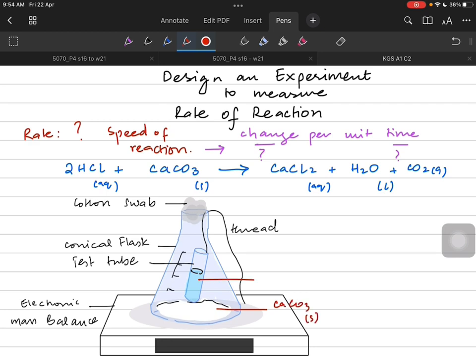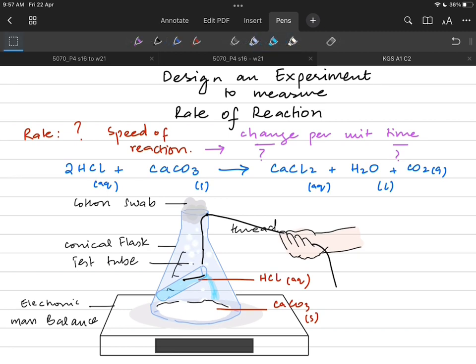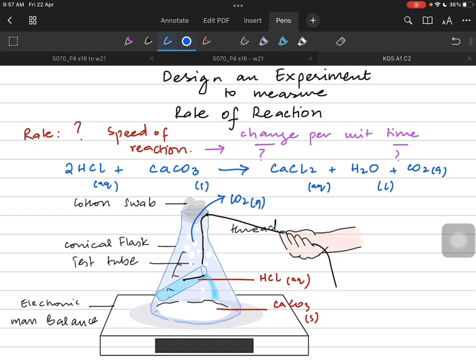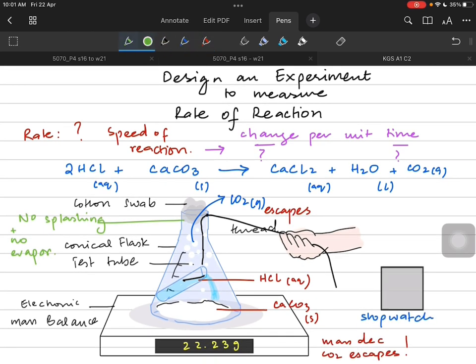We talked about a person stretching the thread so that the test tube falls and the hydrochloric acid reacts with the calcium carbonate. As soon as the person pulls the thread, the hydrochloric acid starts reacting, the gas is produced, and the gas escapes from the system, so the mass of the system decreases. It is all because calcium carbonate was reacting, and carbon dioxide was a gaseous product which was escaping. You measured the time, and every 30 seconds or every 1 minute, you measured the change in mass from the electronic mass balance.